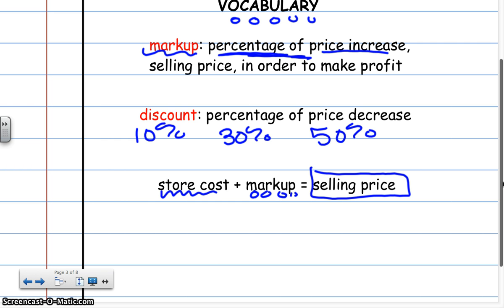For example, even the gas station. Let's say you go get a Mountain Dew at the gas station. It comes to what, like $1.91 or something like that? Well, the store probably paid 89 cents for it, or 70 cents for it. They mark it up so they can pay their costs, their employees, and make a profit, things like that. So our store cost plus our markup is going to be our selling price.